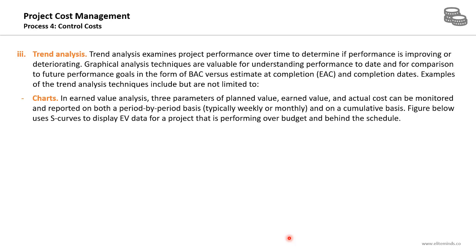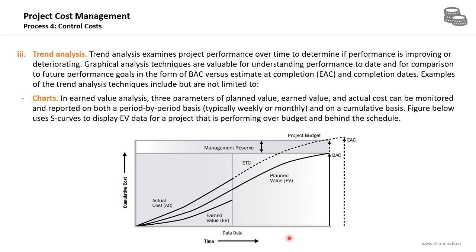The figure below uses the S-curve to display the earned value data for a project that is performing over budget and behind the schedule. Now, from this figure, how can I know that the project is performing over budget and behind the schedule? We have the figures here. Here is the data date. Here is the earned value, here is the planned value, and here is the actual cost. Here is the cumulative cost.